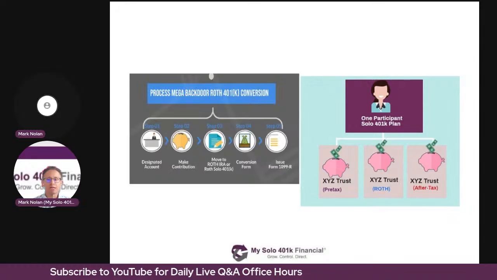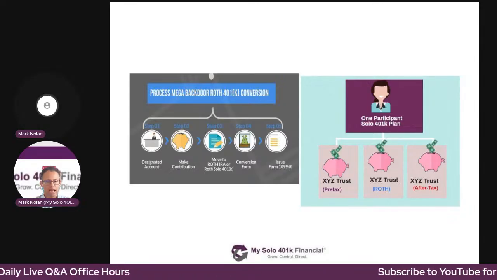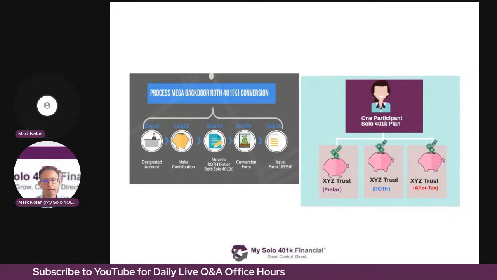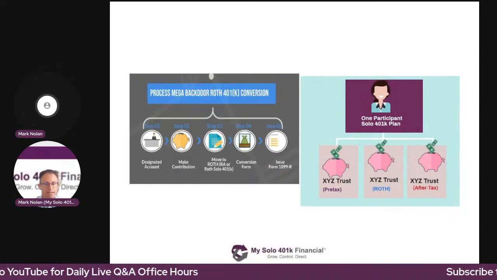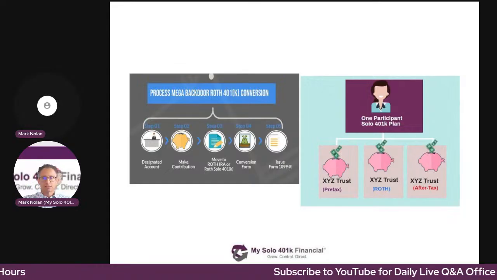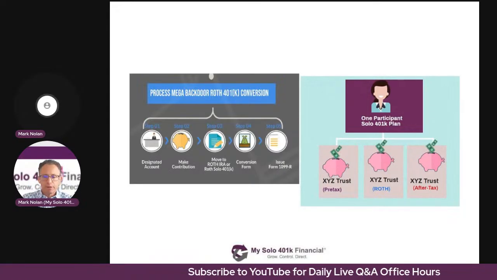So it's not three separate solo 401k plans. It's one plan, but you have separate holding accounts for each source of funds under the plan. Because you are required to track each source of funds, and that's done typically through separate bank or brokerage accounts. So this is an example of a one participant plan.